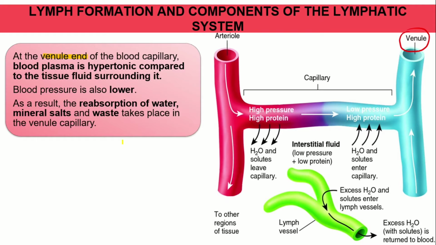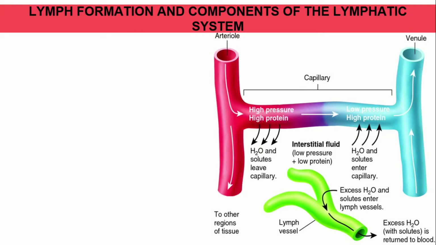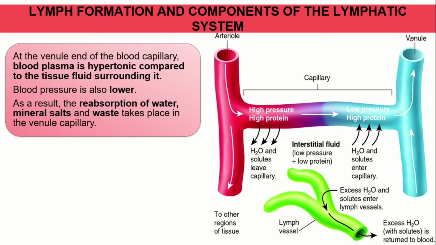This is the lymph formation and the components of the lymphatic system. Okay, now we discuss the lymph formation and the components of the lymphatic system at the venule. This is the venule. So the blood plasma inside here is hypotonic compared to the tissue fluid that is surrounding it. So then the blood pressure inside here is also low. Hence, as a result, the water will reabsorb back into the end of the venule capillary. Not only the water, it also will reabsorb back the mineral salt and waste.